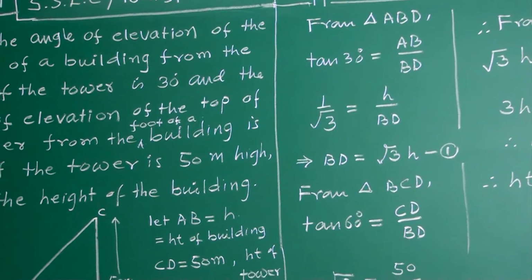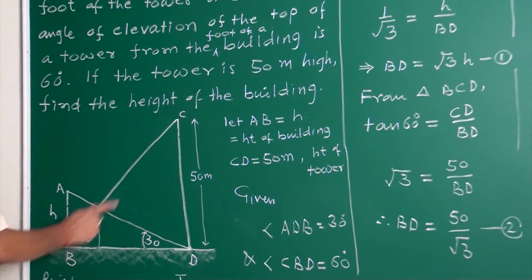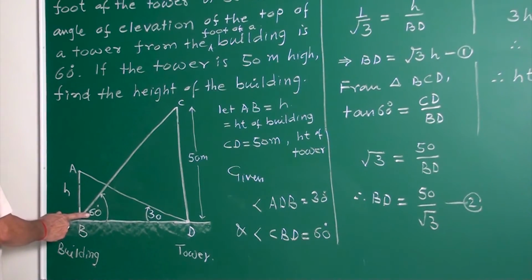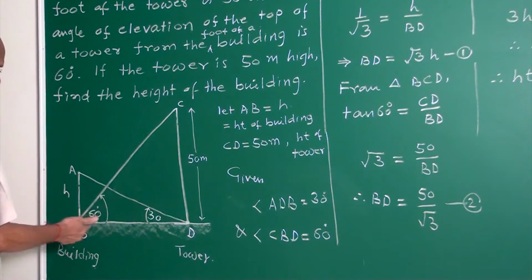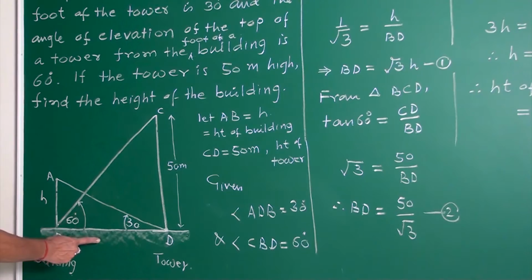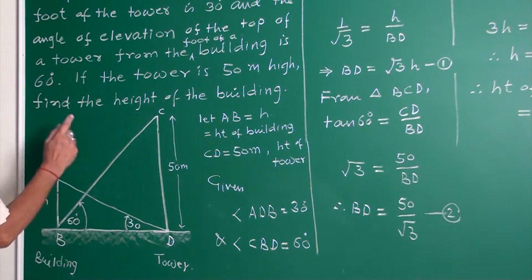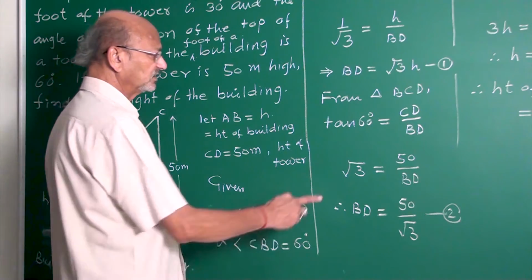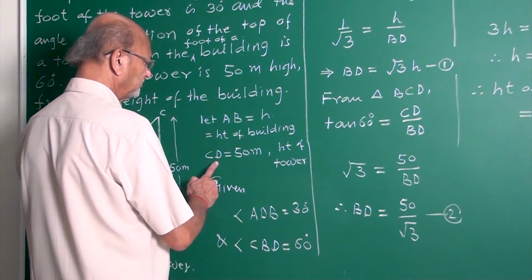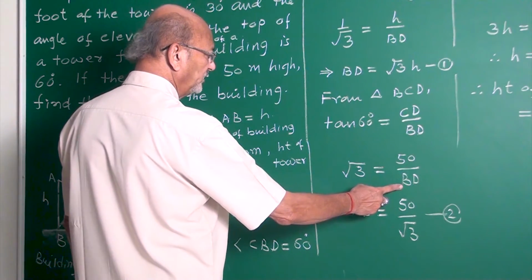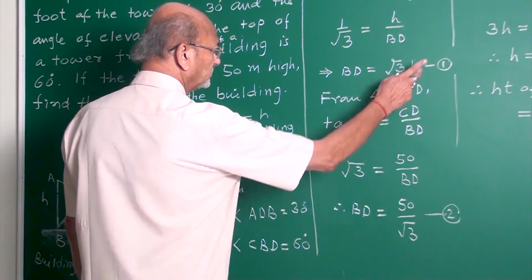Then similarly, from the bigger triangle BCD, tan 60 is opposite side CD upon adjacent side BD. This BD is common for both the triangles, the small triangle as well as the big triangle. Therefore, tan 60 equals CD upon BD. The value of tan 60 is root 3, and CD is 50, so root 3 equals 50 upon BD. Solving for BD, BD equals 50 upon root 3. Name this as 2, and the earlier one as 1.